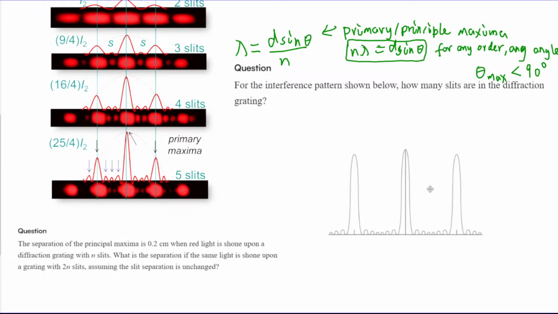All right, here's the interference pattern. How many slits are in the diffraction grating? That's very easy because we can count the number of secondary maxima, which is 1, 2, 3, 4, 5, 6. So the number of secondary maxima is equal to 6. That means the number of slits is 6 plus 2, which is 8.